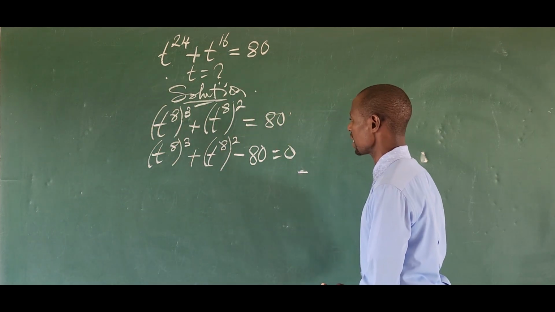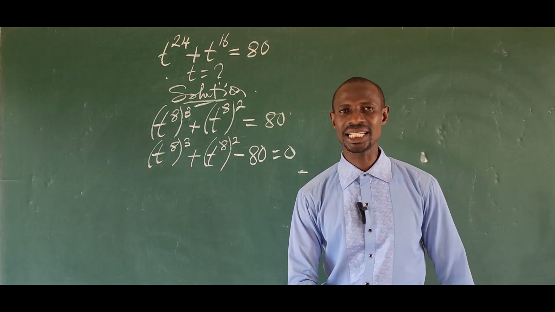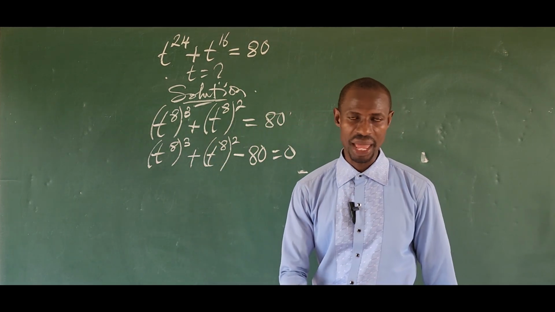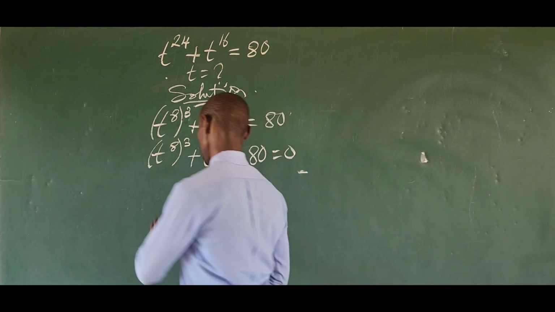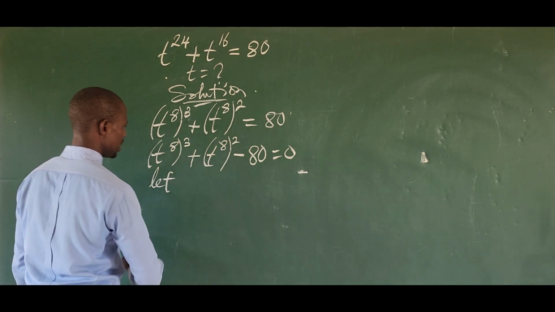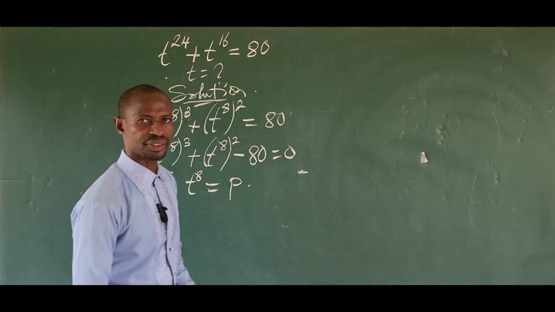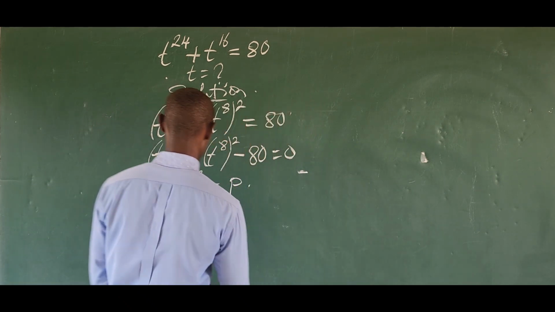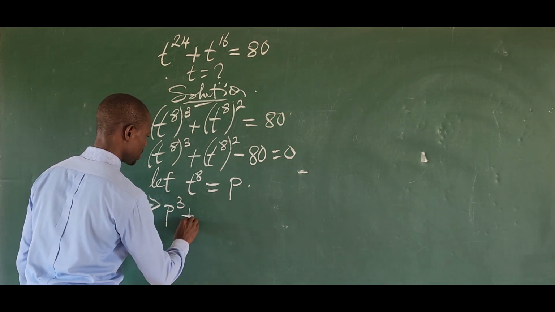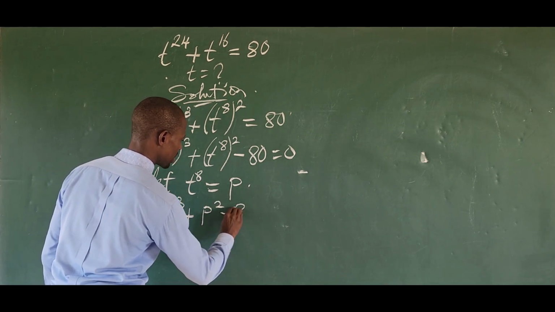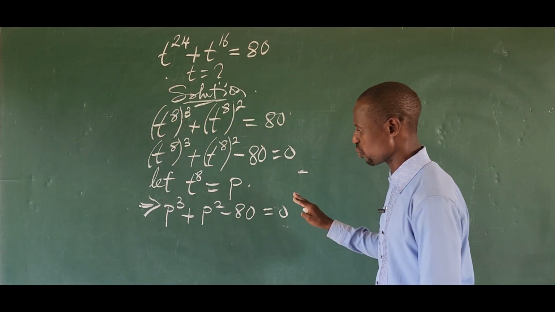So what do we do next? We just have to think of what to do. What we have here and what we have here are the same, and we can form another polynomial, which is of third degree, by some simple substitution. Let t to the power of 8 be equal to p. Wherever we see t to the power of 8, we put p. So this implies p to the power of 3 plus p to the power of 2 minus 80 equals 0. Like I said before, this is a third degree polynomial equation.